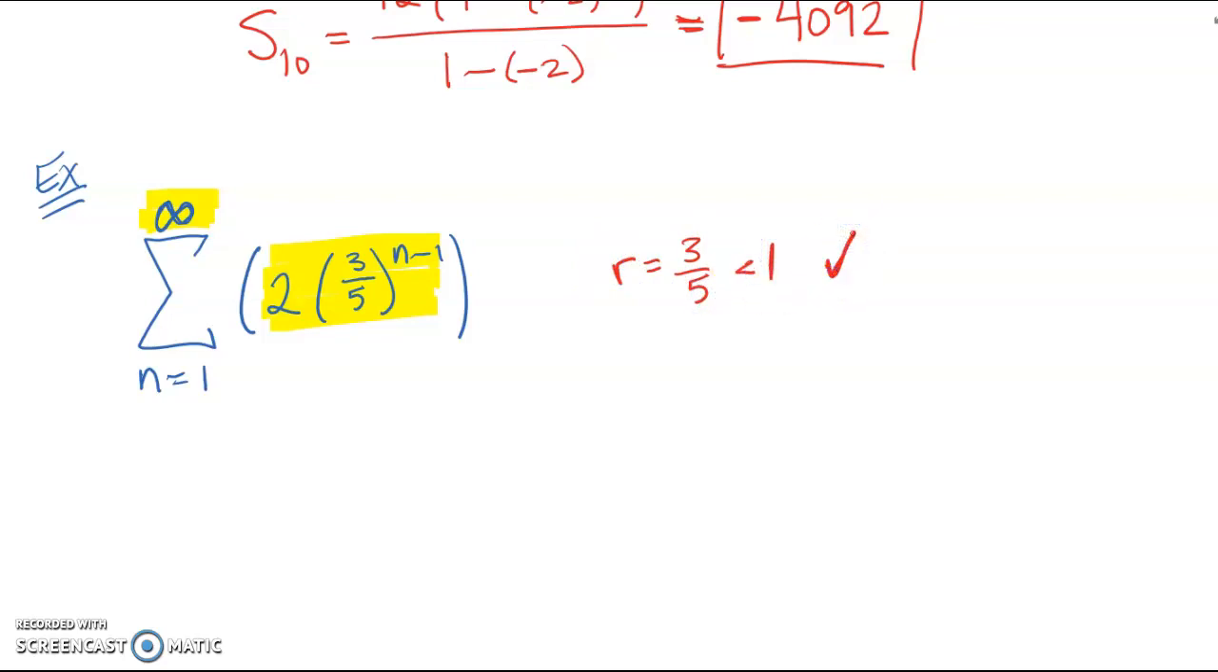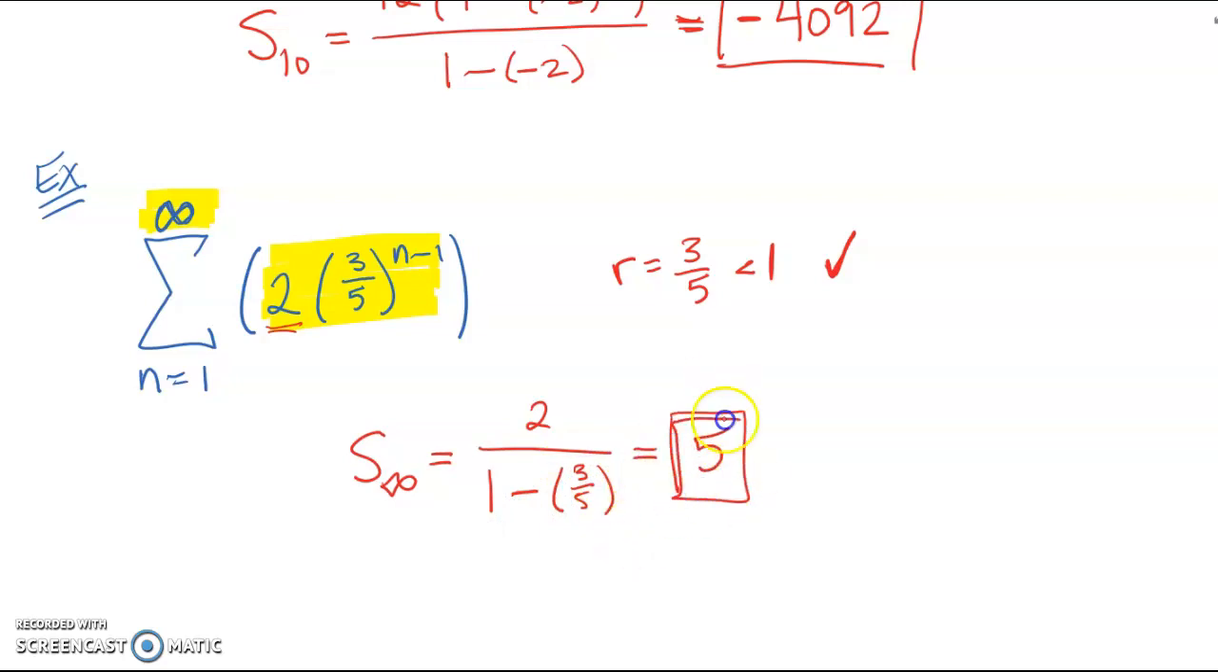So therefore we go, hey, I don't need to do any more thinking. I can just go right to my infinite series formula, S sub infinity equals a sub 1 over 1 minus r. A sub 1 would be 2 over 1 minus the r value of 3/5, and that is actually a very nice number of 5. Okay, so this is all about reading the expressions. Sometimes we write it out. Sometimes we have to write it out. If it's not arithmetic or geometric, we have to figure out something else.